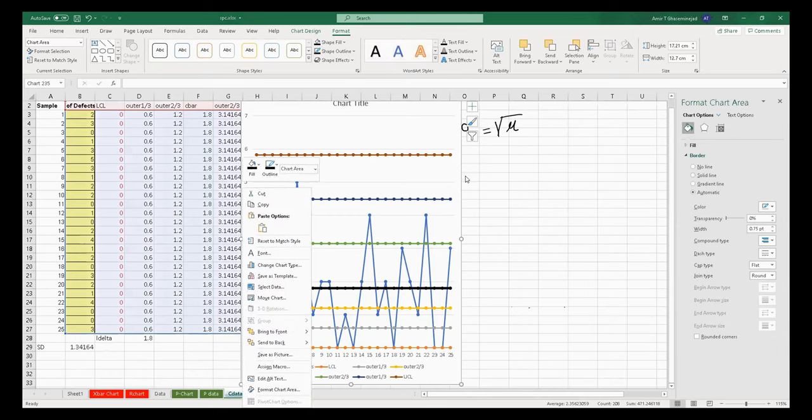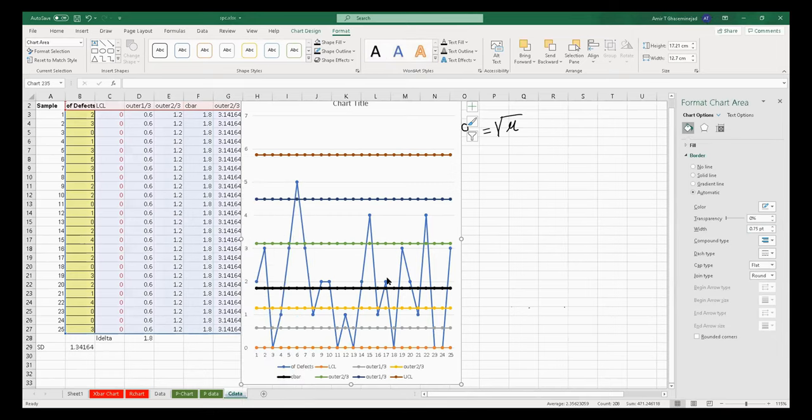Sorry to interrupt, Amir. How did you bold the line? On the right side, do you see this? When I click on this line, this format plot area shows up. If it doesn't show up, go to properties. And then here we have widths. Okay.